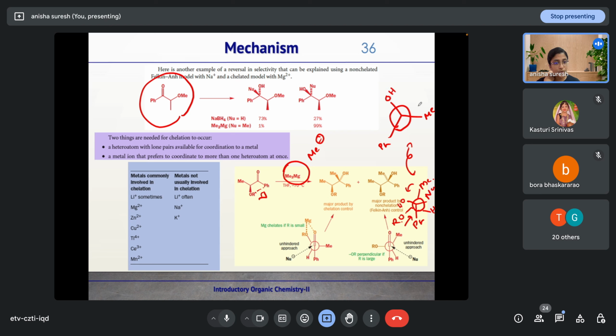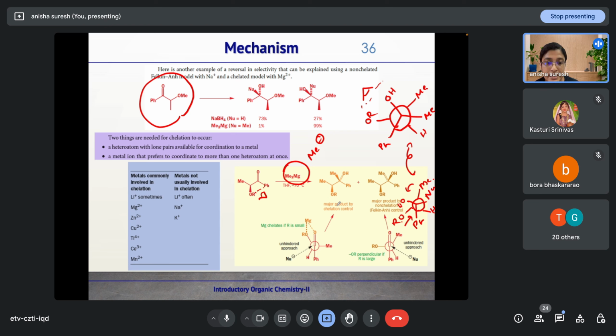OH. So this Me is over hydrogen. If we are looking from this side, the pH and Me are in the plane, OR and OH are facing towards us. That is why, as you can see here, the pH and Me are in the plane, OR and OH are facing towards us. That is, it is like in syn fashion, and Me is facing away from us, so it is below. This is according to the non-chelation Felkin-Anh model or Cieplak model.